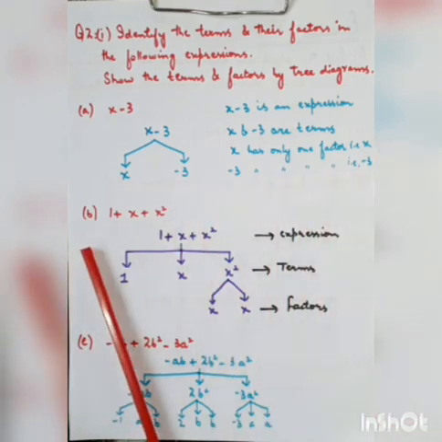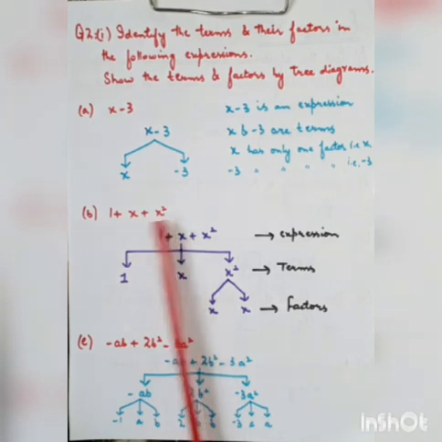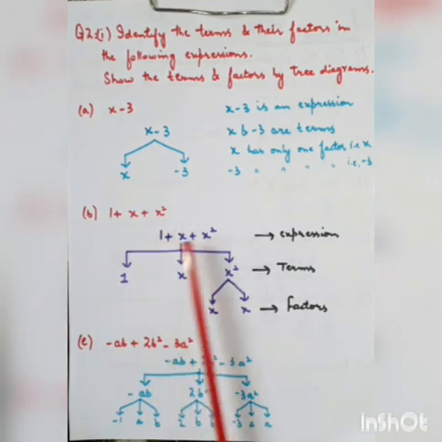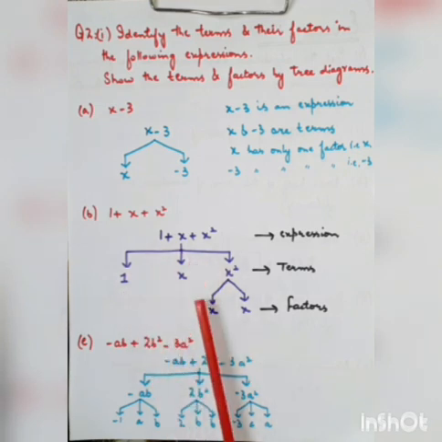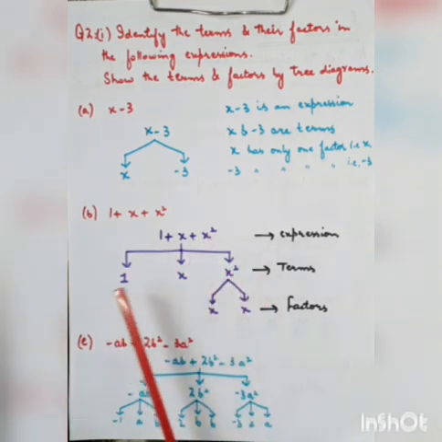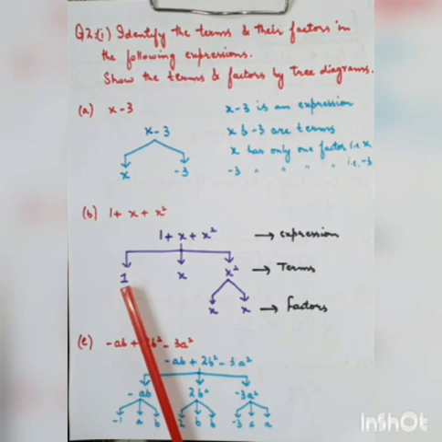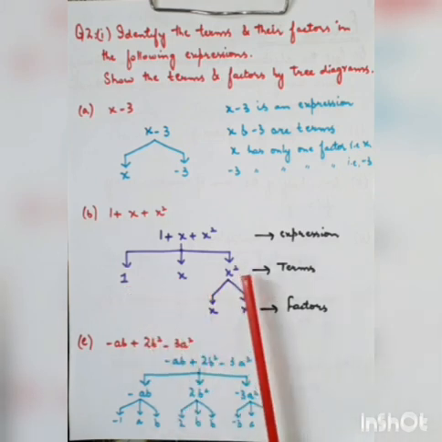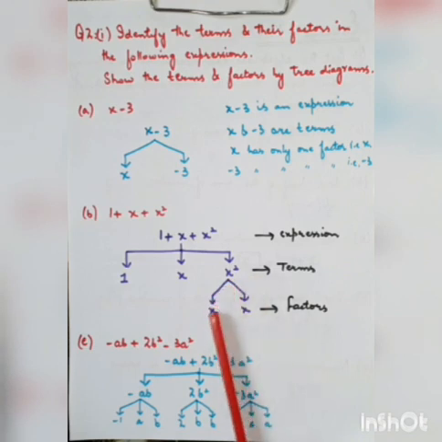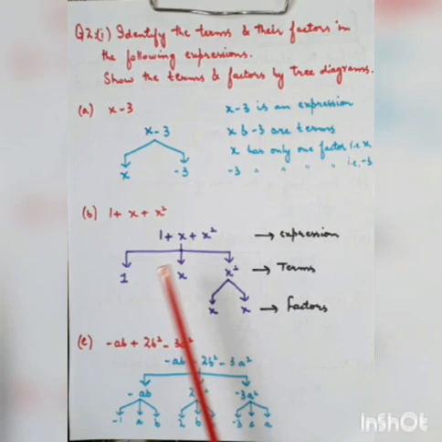Then b part is 1 plus x square. So 1 plus x square is an expression, and this expression is having three terms, that is 1, x and x square. Then this 1 is having only one factor, that is 1 itself. Then this x has one factor, that is x itself. Then this x square has two factors, that is x and x. Okay, so this was the expression, these are the terms, and these are the factors.